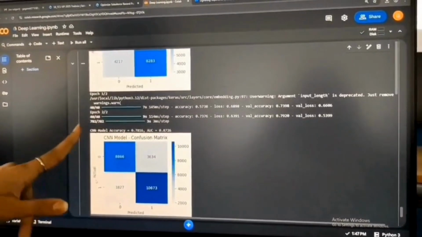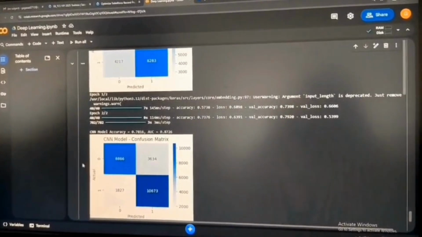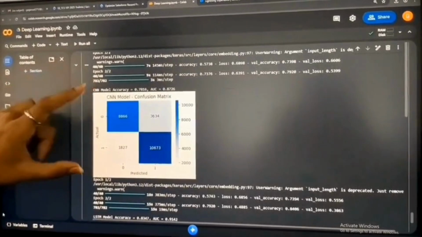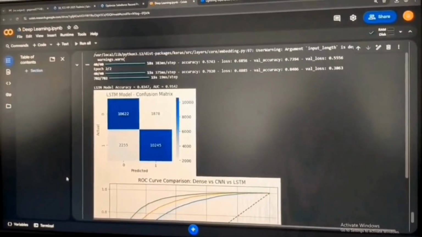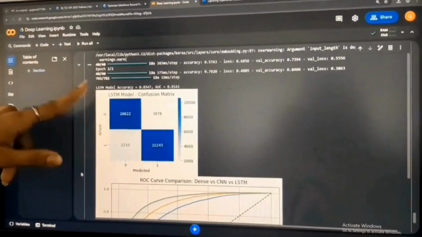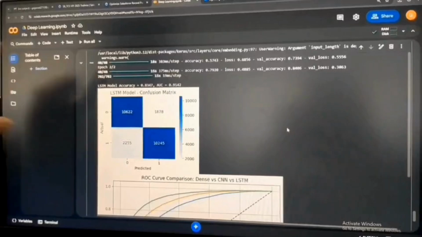And then next is the CNN model. Accuracy is 0.7816 and AUC is 0.8726, and the confusion matrix will look like this. And then next is the LSTM model. Accuracy is 0.8347 and AUC is 0.9142, and the confusion matrix will look like this.